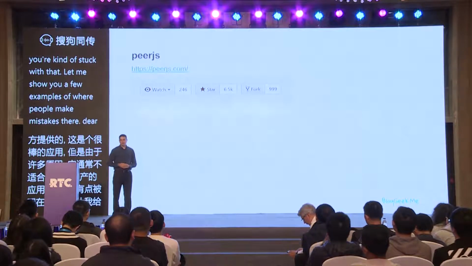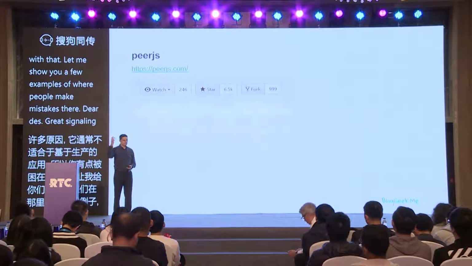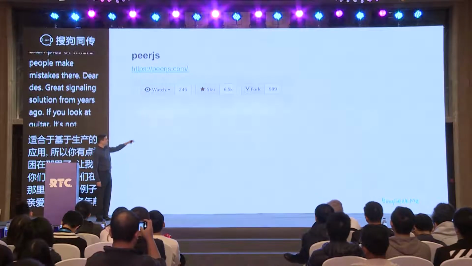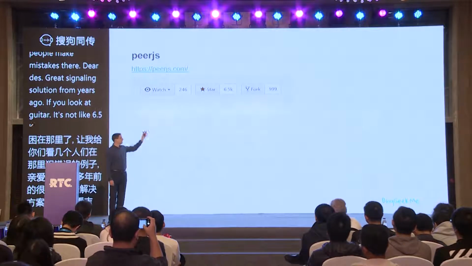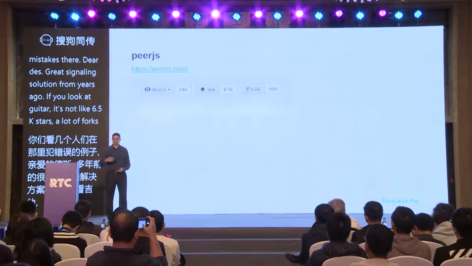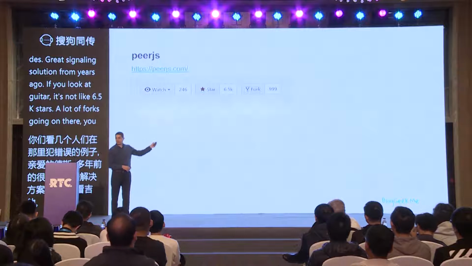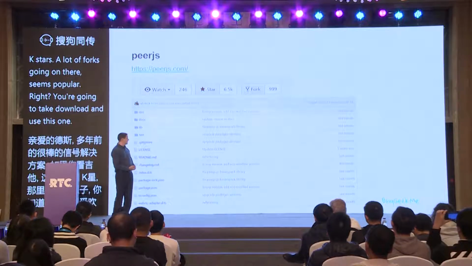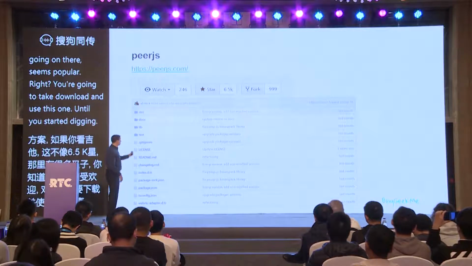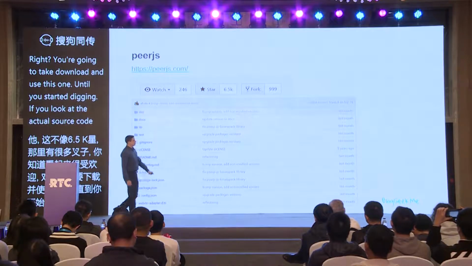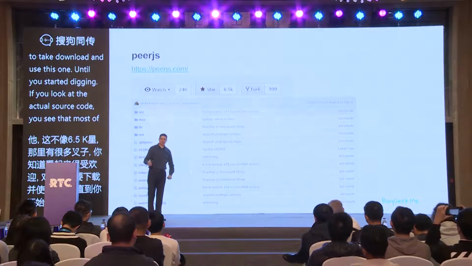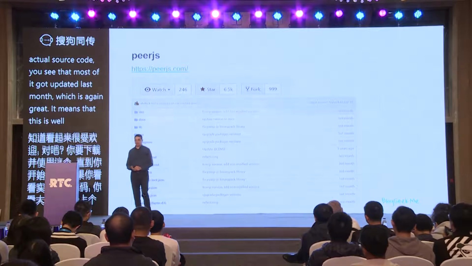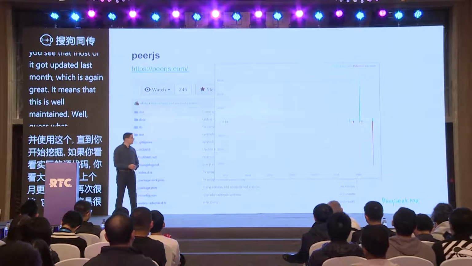PeerJS, a great signaling solution from years ago. If you look at GitHub, it's got like 6.5K stars, a lot of forks going on there. Seems popular, right? You're going to download and use this one. Until you start digging. If you look at the actual source code, you see that most of it got updated last month, which is again great. It means that this is well maintained. Well, guess what? It isn't.